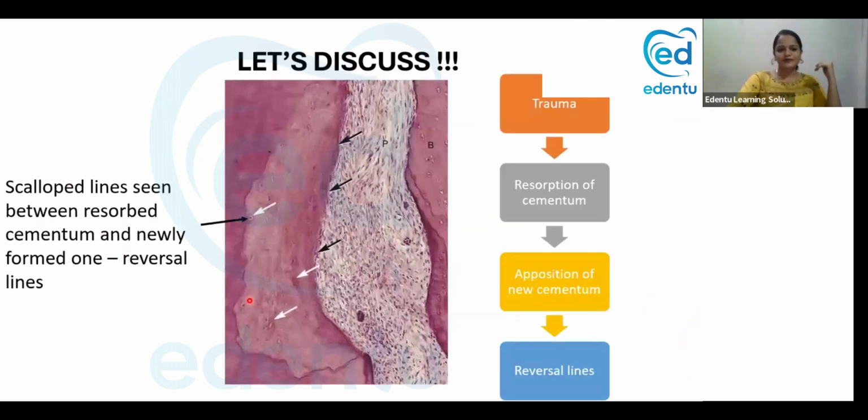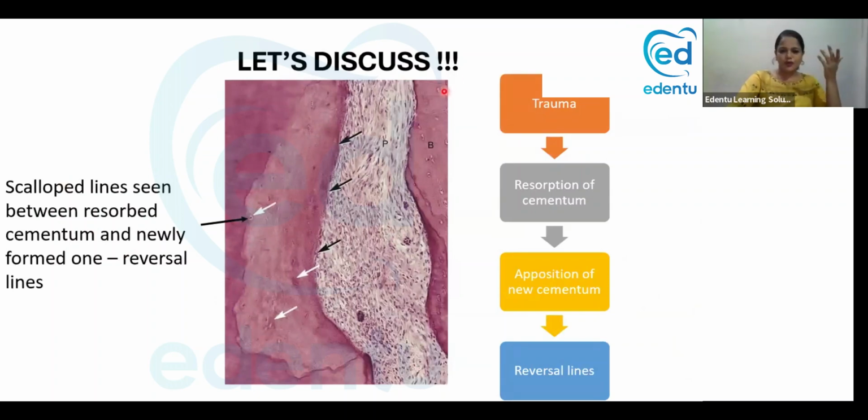Here you can see the reversal line. This point here, I'm pointing here, is the reversal line. These are the scalloped lines seen between the resorbed cementum and the newly formed one. This may be the resorbed one and this may be the newly formed one. And here you can see this scalloped line, which is called the reversal line.